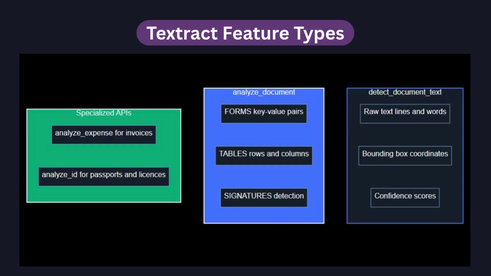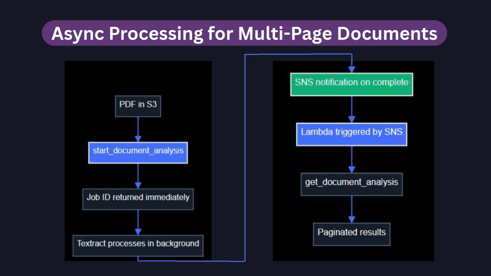Forms and tables can also be combined in a single API call to extract both structured fields and tabular data together. Async processing for multi-page documents. AWS Textract supports both synchronous and asynchronous processing. The synchronous API is only suitable for single-page images like JPEG or PNG files. However, for multi-page documents such as PDFs, asynchronous processing is required.